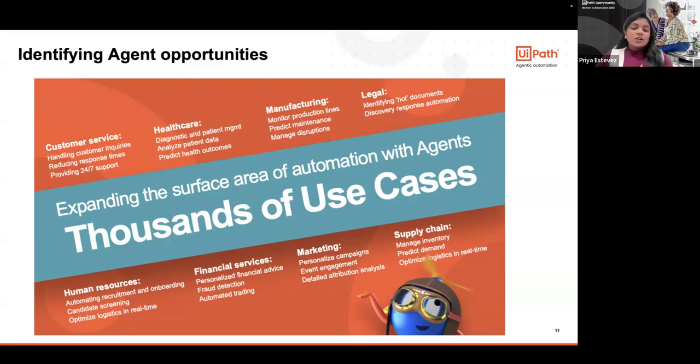And lastly, we're going to talk about the supply chain industry, where most of the industries that we work on always have inventory management, or understanding the demand, because there are lots of LLM models that you could use to predict the demand, or at least understand where your inventory is. Managing that inventory is very key, and optimizing it in real time is where the agents could come in and really help out.